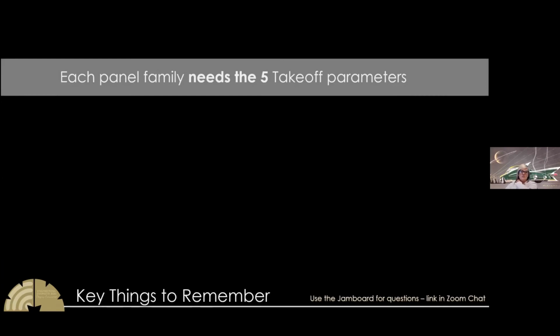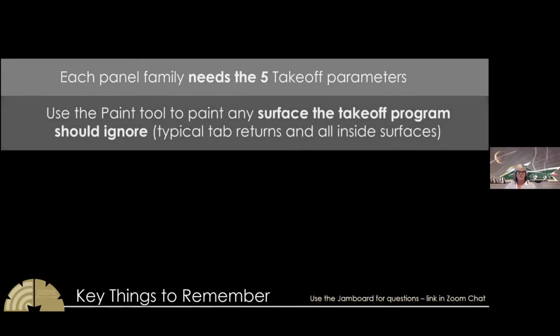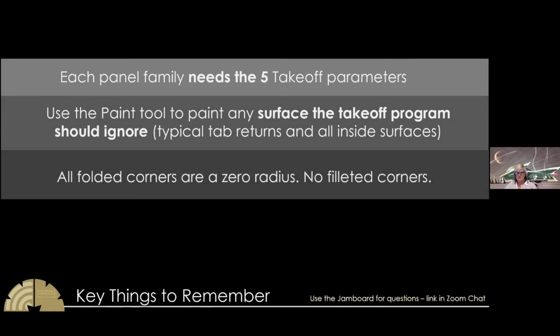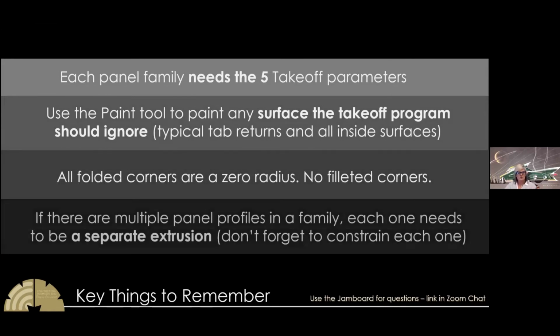So key things to remember. Each panel family needs the 5 takeoff parameters. Use the paint tool to paint any surface the takeoff program should ignore. All folded corners are a 0 radius, no filleted corners. If there are multiple panel profiles in a family, each one needs to be a separate extrusion. And then don't forget to constrain each one at the end of your panel, at your reference planes.